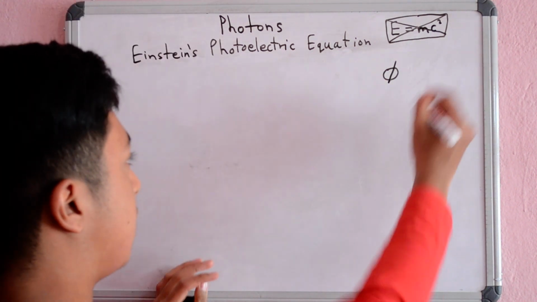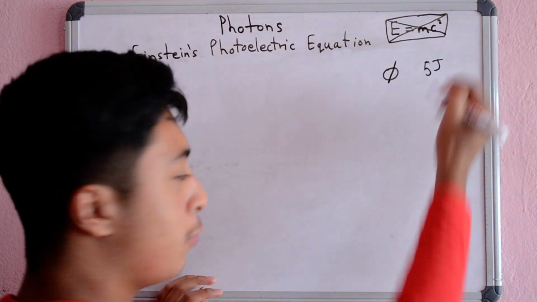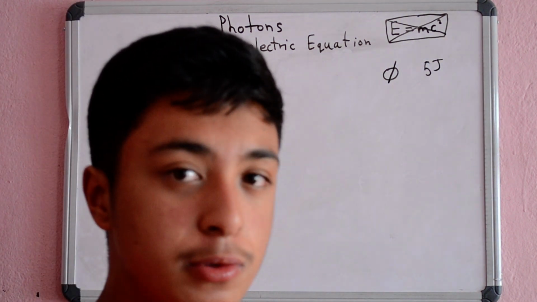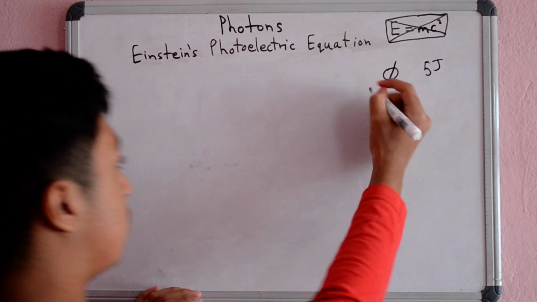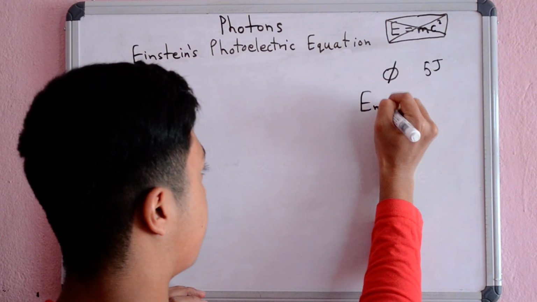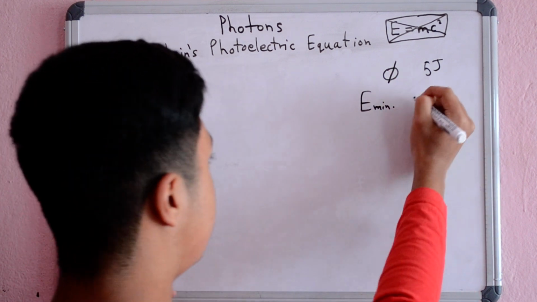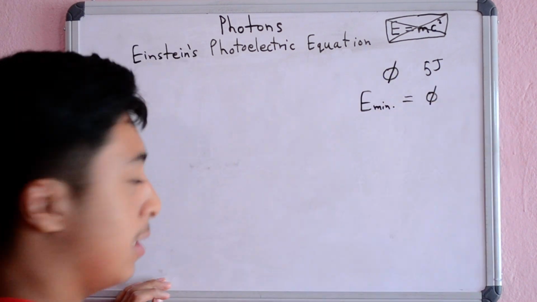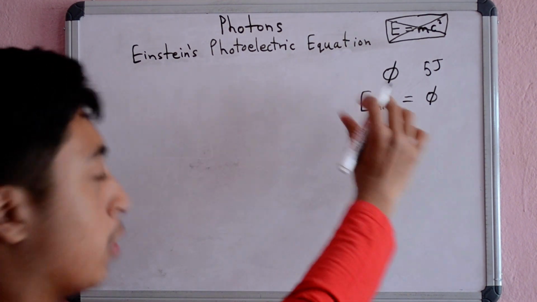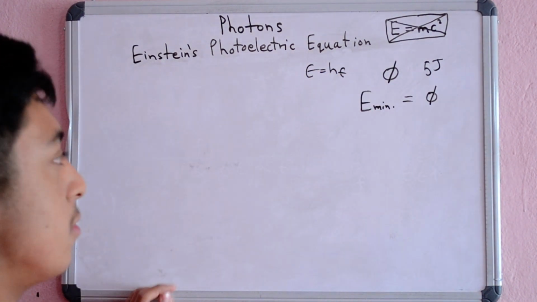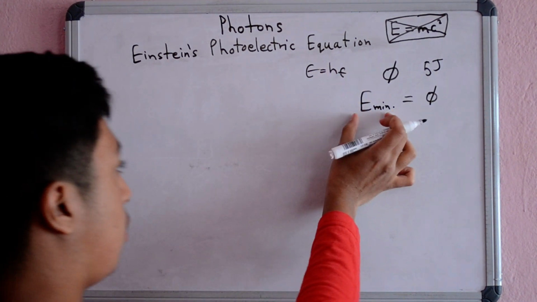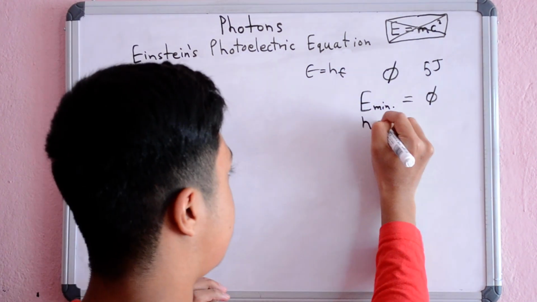So let's just say this is 5 joule, and if we have an energy of just 5 joule, then the electrons will just emit out of the orbit, right? So let's call that energy E minimum because it's the minimum amount of energy, which is equal to 5. Now we know Max Planck's equation for energy, which is E equals hf. Now here let's just call this E minimum energy as hf naught.